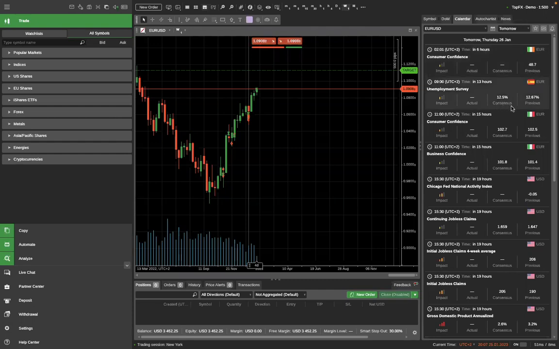Sometimes the consensus is already on the screen, right? So it has already appeared, and as you can see here, the unemployment survey from Spain, which is due in 13 hours, will mostly affect the euro, and the previous reading was 12.76% unemployment in Spain. The consensus is a little bit lower, 12.5%. Apparently, what will be the actual number?